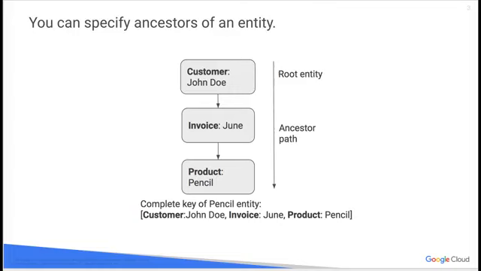When you create an entity, you can specify another entity as its parent. An entity without a parent is a root entity. An entity's parent, the parent's parent, etc., are its ancestors. An entity's child, the child's child, etc., are descendants. The sequence of entities from the root entity to a specific entity forms the ancestor path. The example shows an entity, John Doe, of the customer kind, the root entity. The complete key for the pencil entity includes kind identifier pairs customer John Doe, invoice June, and the pencil entity itself.